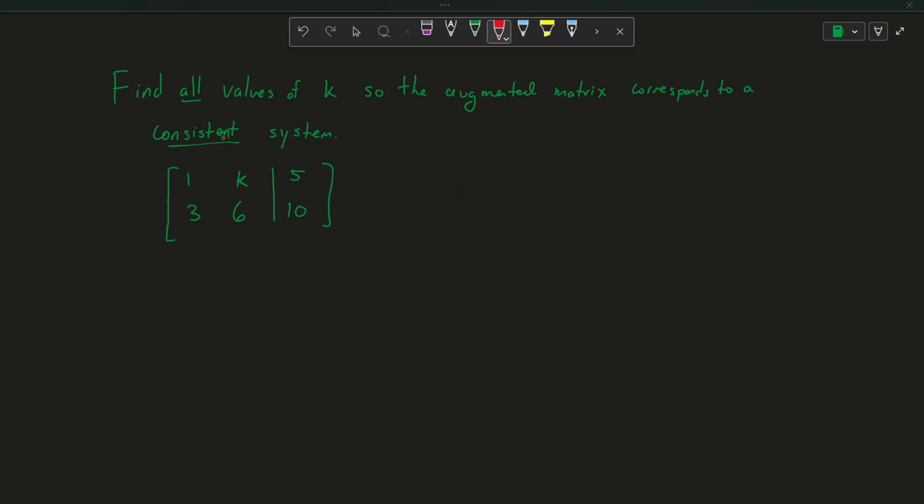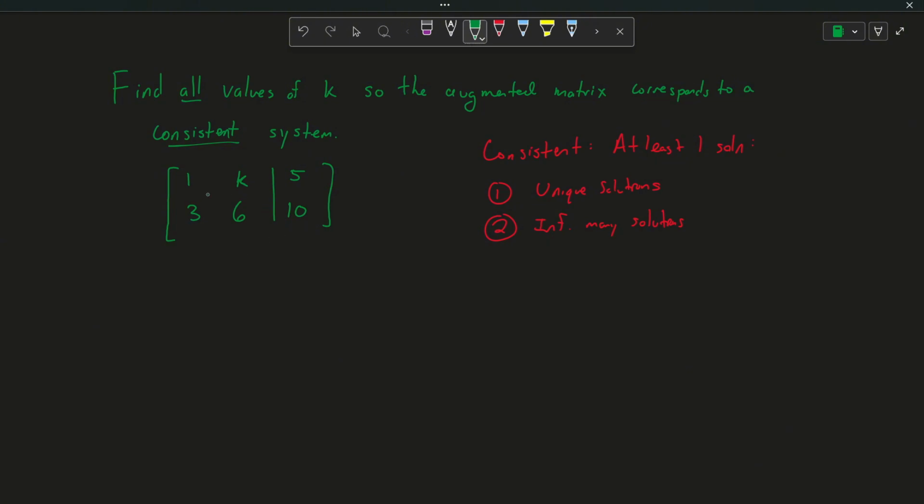Well, we should probably start with figuring out what consistent means. Remember, a system is consistent if it has at least one solution. So for a system, that means you can either have a unique solution, so just one solution, or you can have infinitely many solutions. What we're going to do here is start with row reducing this, and once we simplify a little bit, we'll see how we could narrow it down so that it satisfies one of these cases.